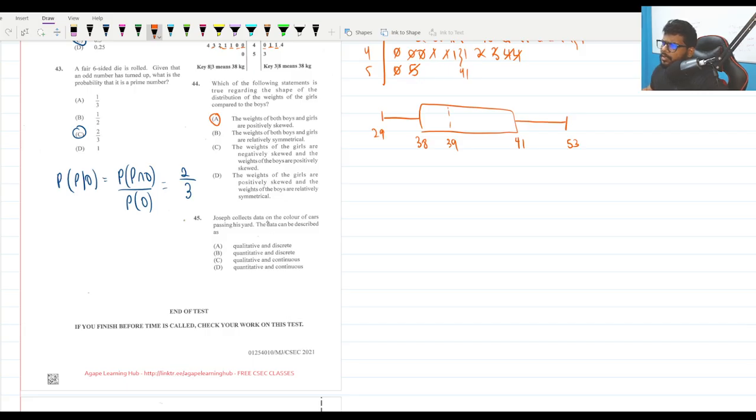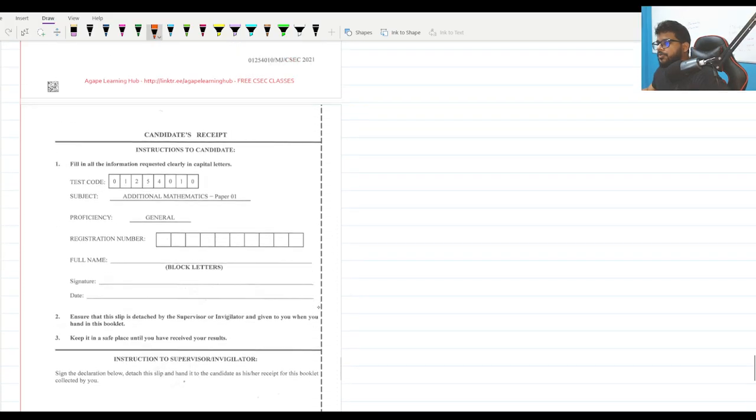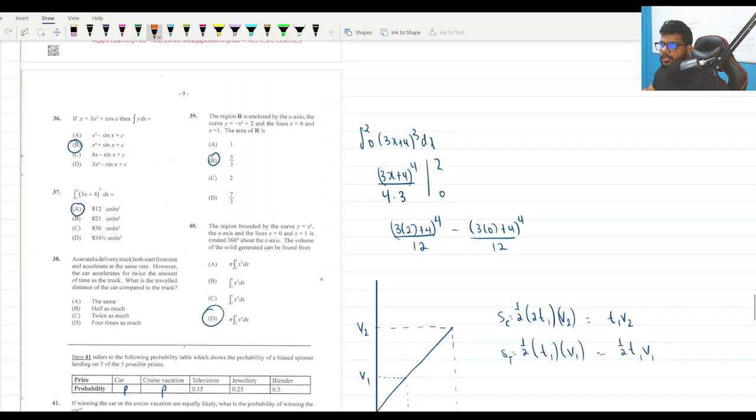Joseph collects data on the color of cars passing in his yard. The data can be described as qualitative, because we collect color. For qualitative we have two options, and they will be discrete, as they are colors we are dealing with. All right, so back to this one here.